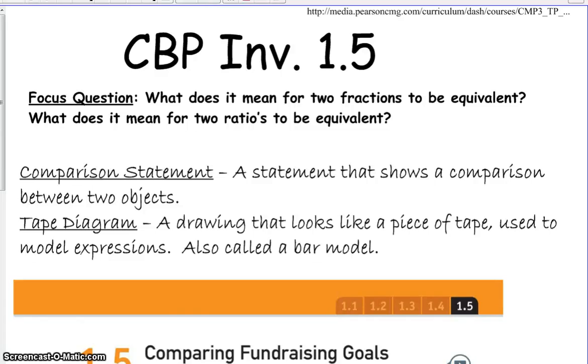All right, today we are going to go through investigation 1.5 of Comparing Bits and Pieces. This lesson is over equivalent ratios and equivalent fractions and what that means.